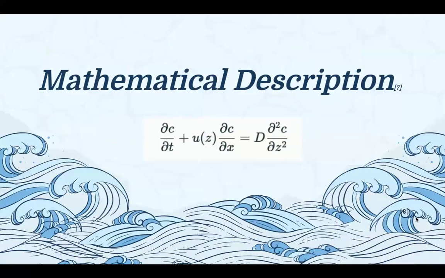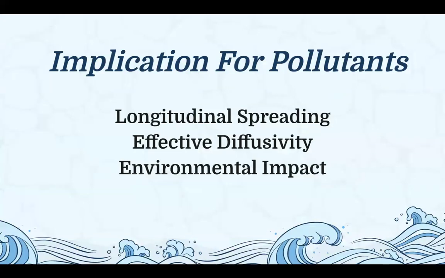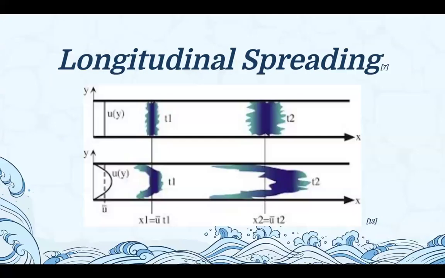Moving on to the mathematical description. So the concentration distribution of a pollutant in a shear flow can be described by the advection diffusion equation, which is right here, where C is the concentration of the pollutant, t is time, U(z) is the velocity profile in the transverse direction z, x is the streamwise direction, and D is the molecular diffusion coefficient in the transverse direction.